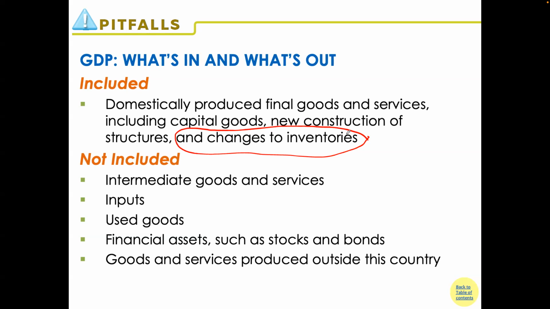What is not included is more important. Number one, intermediate goods, which are similar to inputs, used to produce something else. Used goods are not included because they were produced in a previous period. Financial assets, I will explain what that means. And the last one, goods and services produced outside of this country, which is obvious because they are geographically not inside. So this is what is included and not included.